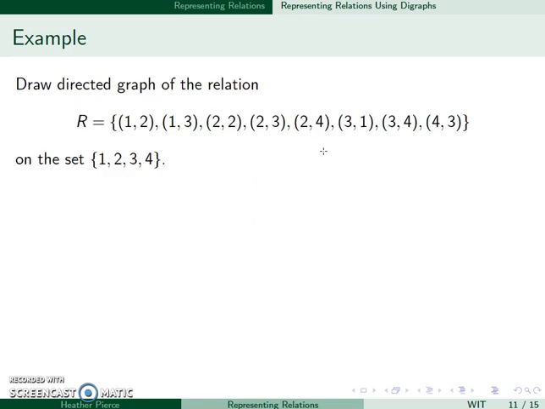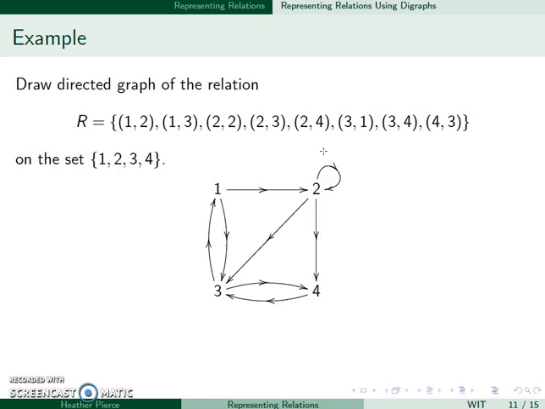So for example, I want to draw this digraph. So we start realizing that this is 4 points. So we'll have our 4 points, 1, 2, 3, 4. And honestly, it doesn't matter where you put these 4 points. Your graph may look a little bit differently if you order the points differently. However, it will be the equivalent. So we have 1, 2, 1, 3, 2, 2, 2, 3, 2, 4, 3, 1, 3, 4, and 4, 3.